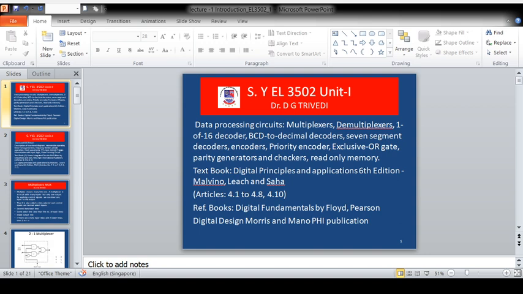The textbook for this one is Digital Principles and Applications, 6th edition, by Malvino, Leach and Saha, which you are familiar with. The articles from this chapter are 4.1 to 4.8 and 4.10. These are the two important things which you are going to learn from this particular chapter.